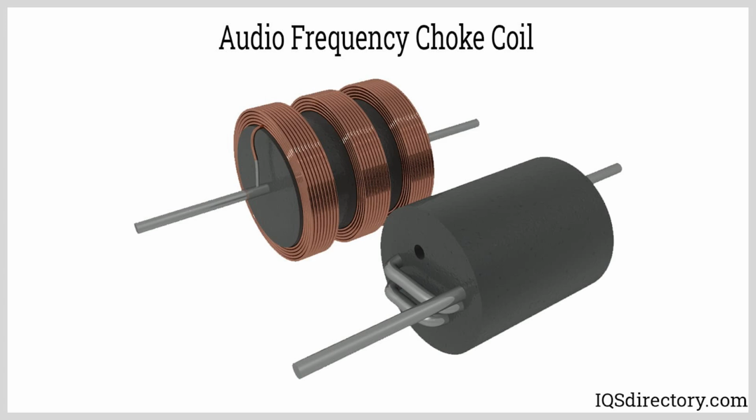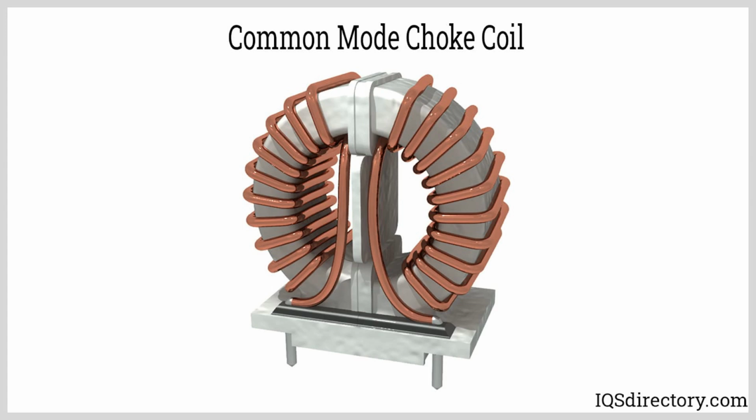In electronics, a choke coil is a passive component that uses the principle of inductance to impede the flow of alternating current, AC, while allowing direct current, DC, or lower frequency signals to pass. It is essentially an inductor, a coil of wire typically wound around a magnetic core. Choke coils are primarily used in electrical circuits to filter out unwanted high-frequency noise and ensure smoother current flow.